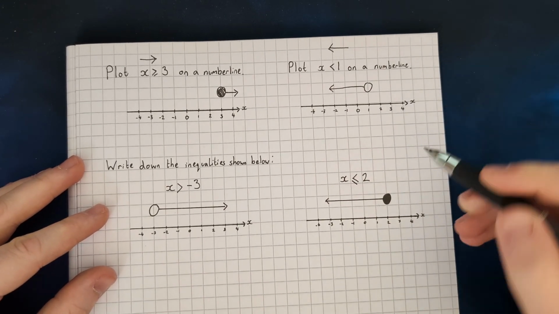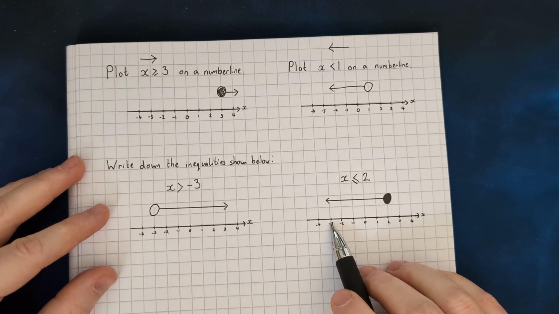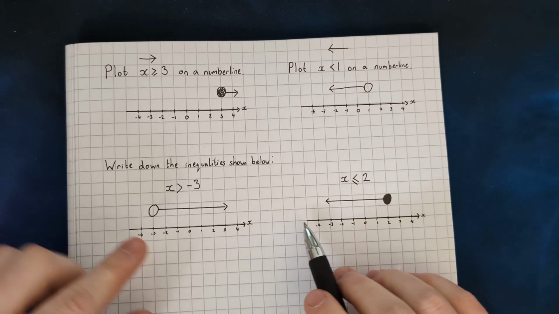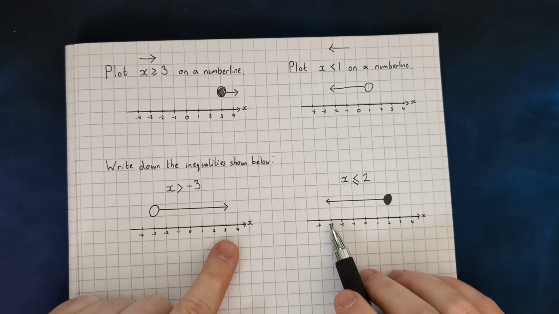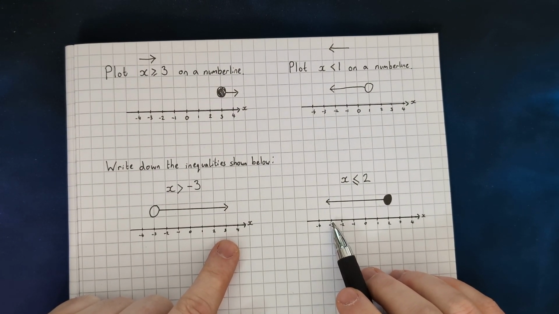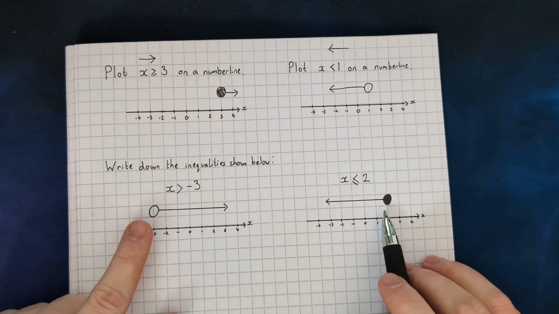A very common mistake with this is that the arrow is above -3 here, and the arrow is above 3 here. So some people write these down as the numbers, but the arrow doesn't actually matter, remember. It's about which direction the arrow goes in, not where the arrow is. It's all about where the circle is for our number.